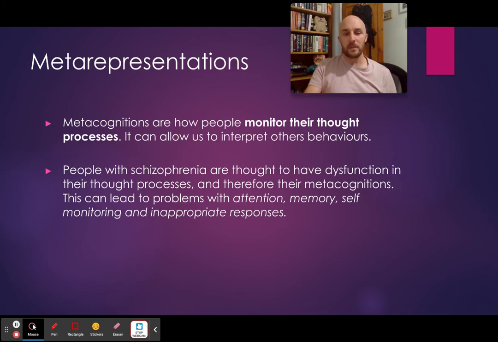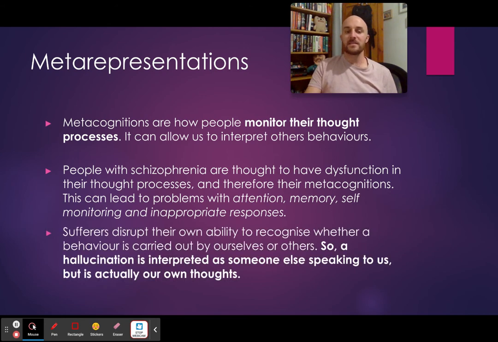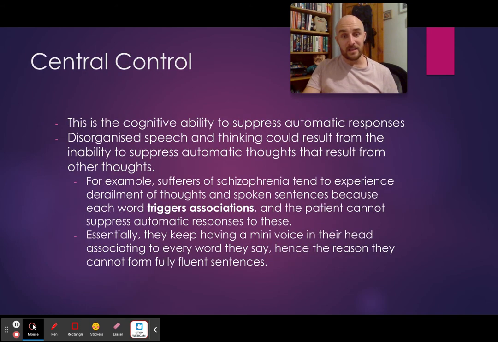Metacognitions are how people monitor their thought processes, but people with schizophrenia are thought to have dysfunction with their thought processes. Sufferers disrupt their own ability to recognize whether a behavior is carried out by ourselves or others. So hallucination, as I say, is actually interpreted as someone else speaking to us, but it's actually your own thoughts. And this is a part of what we call central control. So this is this dysfunctional thought a little bit. So you need to be able to differentiate between cognitive biases and cognitive deficits and dysfunctional thought processes. So there's a slight difference here.